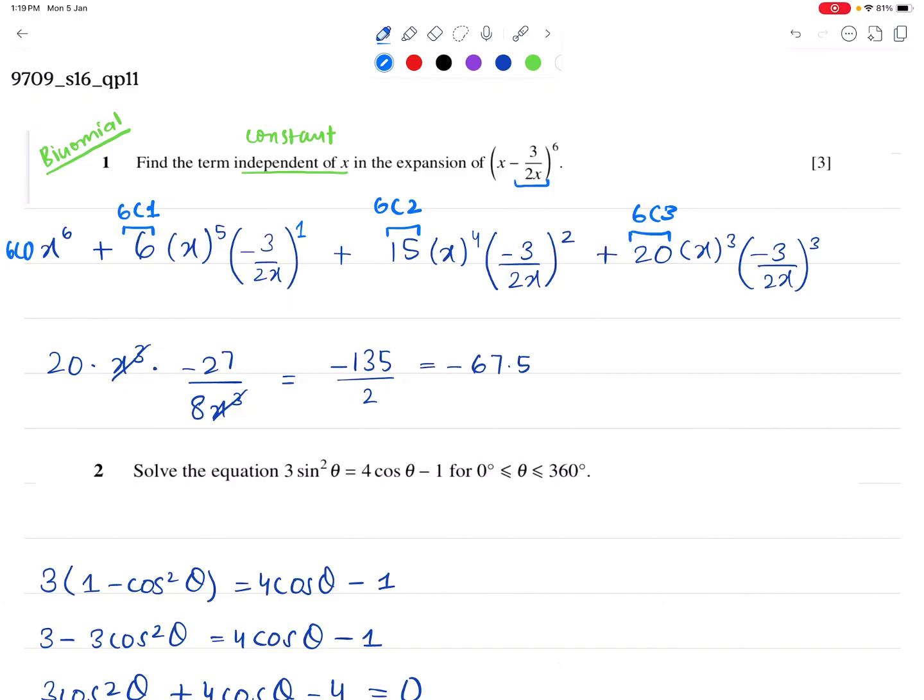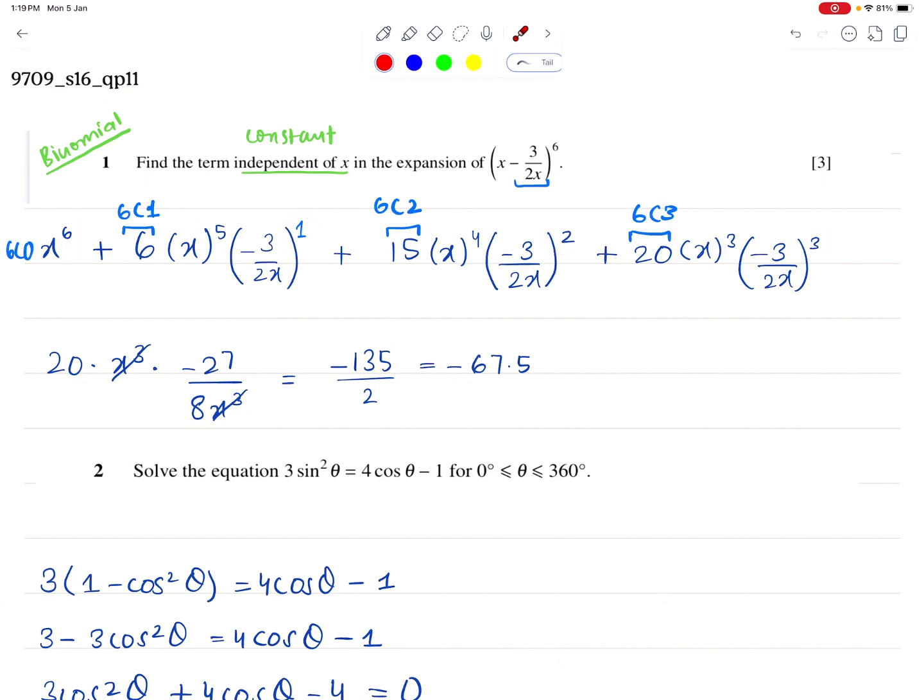Anyways, you can see that across this entire expression, the power of the first term decreases. This is 6, 5, 4, 3, and you can see the power of the second term increases. Over here it was 0, over here it's 1, it's 2, and this is 3.